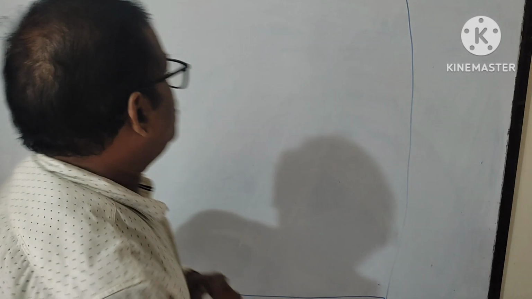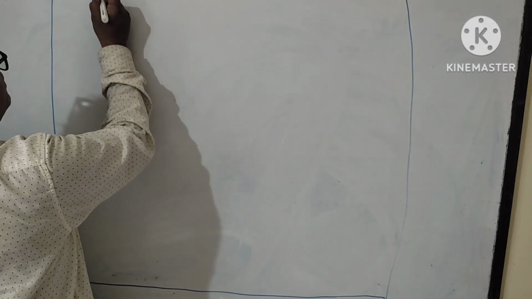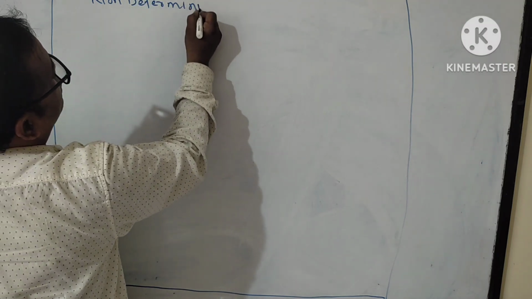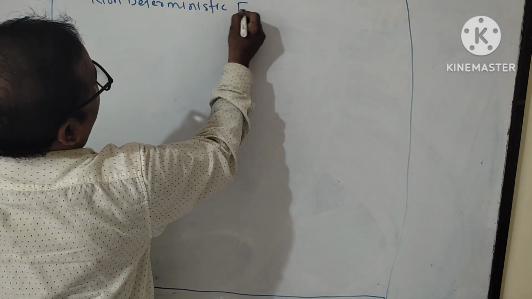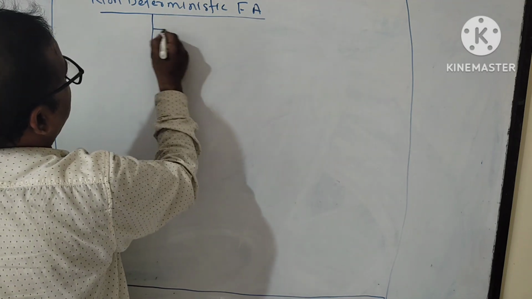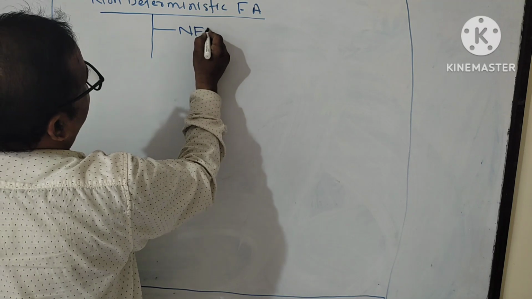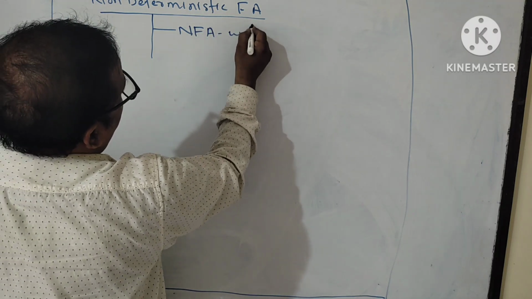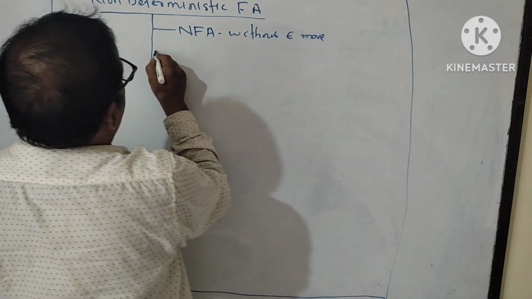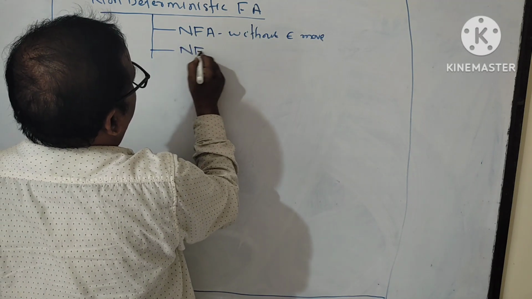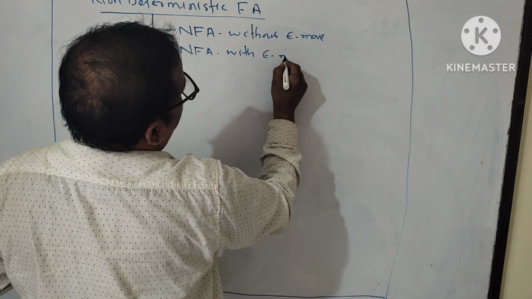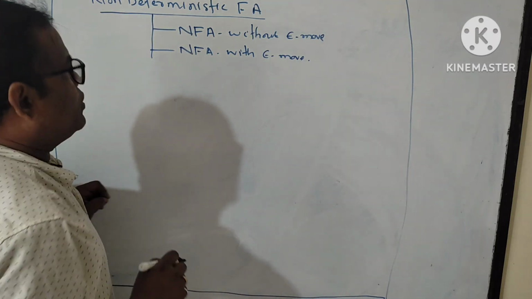Next category we will see: non-deterministic finite automata. How many are there? There are 2. NFA without epsilon move. Another is NFA with epsilon move. So try to understand every concept here.